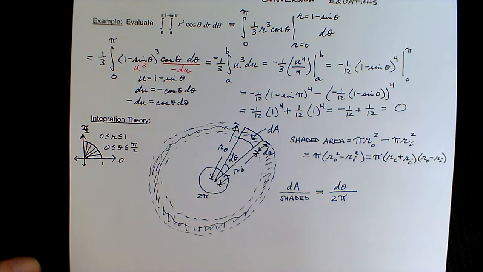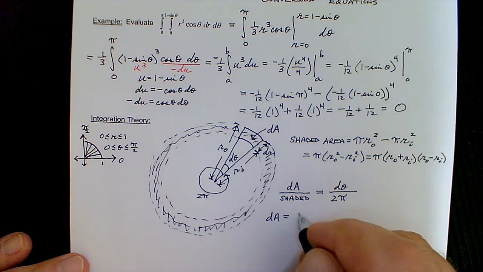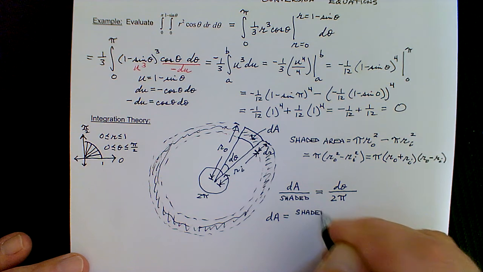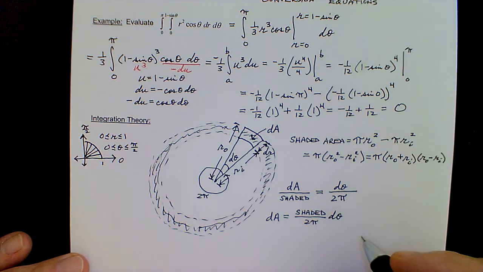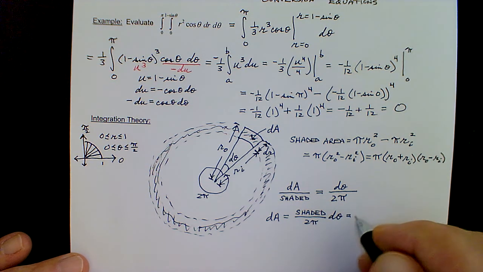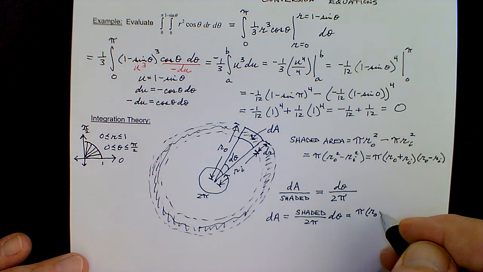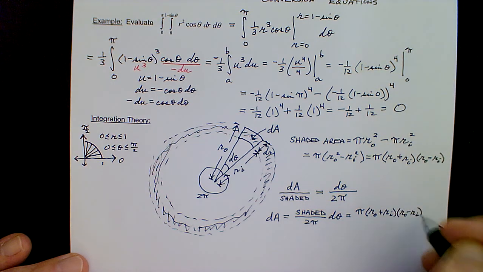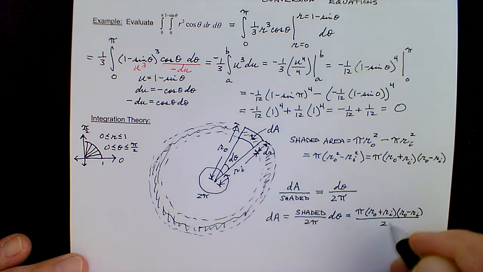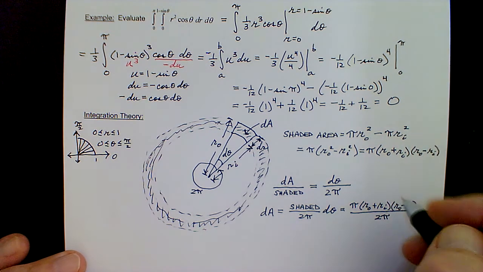Okay? So then at that point, we could say that the differential dA is equal to the shaded region over 2 pi times the differential d theta. And we could replace the shaded region by pi, what we found up here, r sub o plus r sub I times r sub o minus r sub I, all over 2 pi. So that's shaded over the 2 pi, and then times the differential d theta.